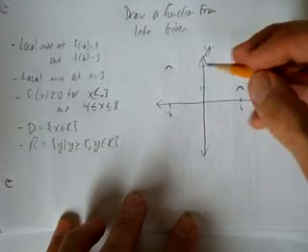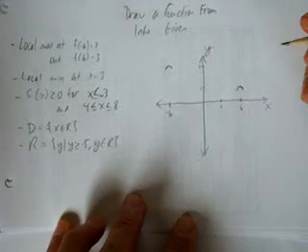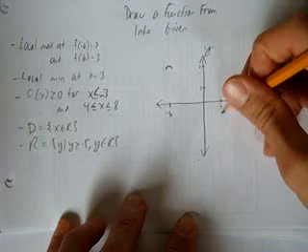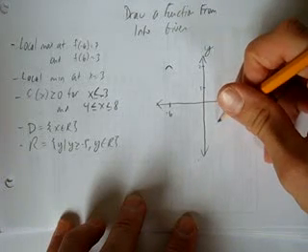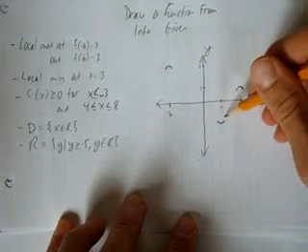Then it tells me local min at x equals 3. So at x equals 3, I need some sort of min. Doesn't matter where I put it. I could put it here, but it might be hard to get over there. I'm going to put my min down here, but I might need to change that looking at the next stuff. So I got my maxes, my min.